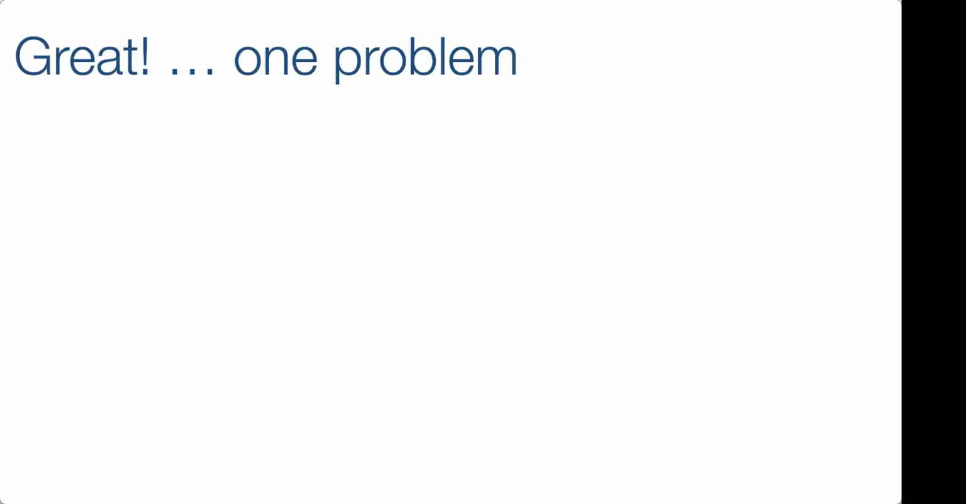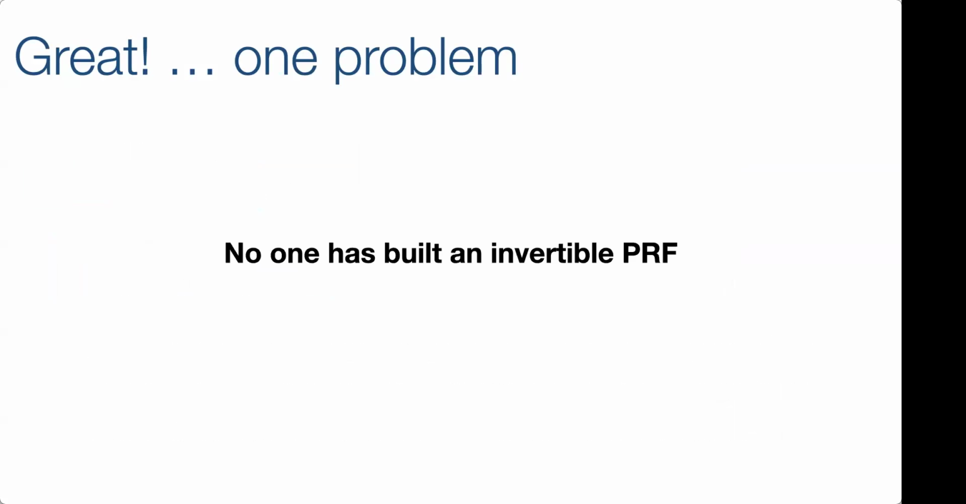So this is great. There is one problem, which is that invertible PRFs don't exist. At least they didn't prior to our work. And there is an asterisk here because technically invertible PRFs did exist for large domains, because a PRP is one such invertible PRF. But for small domains, which is what we want, right? We want square root size, very small domains.